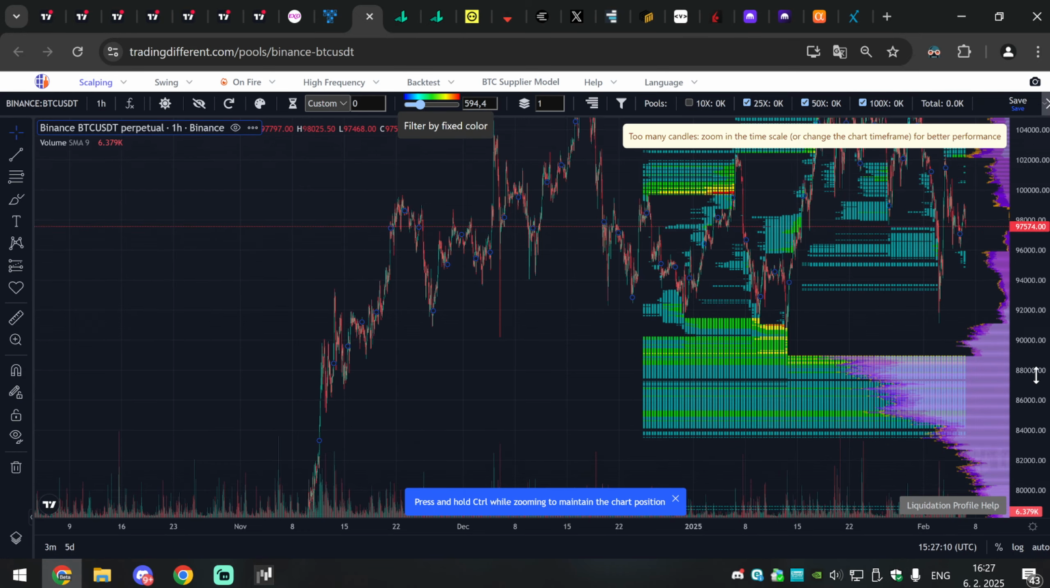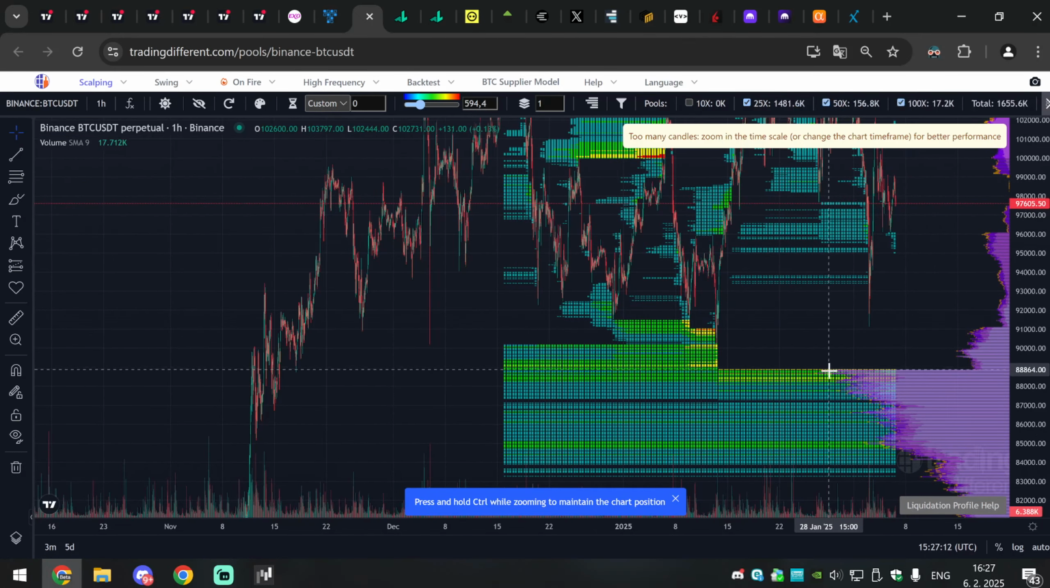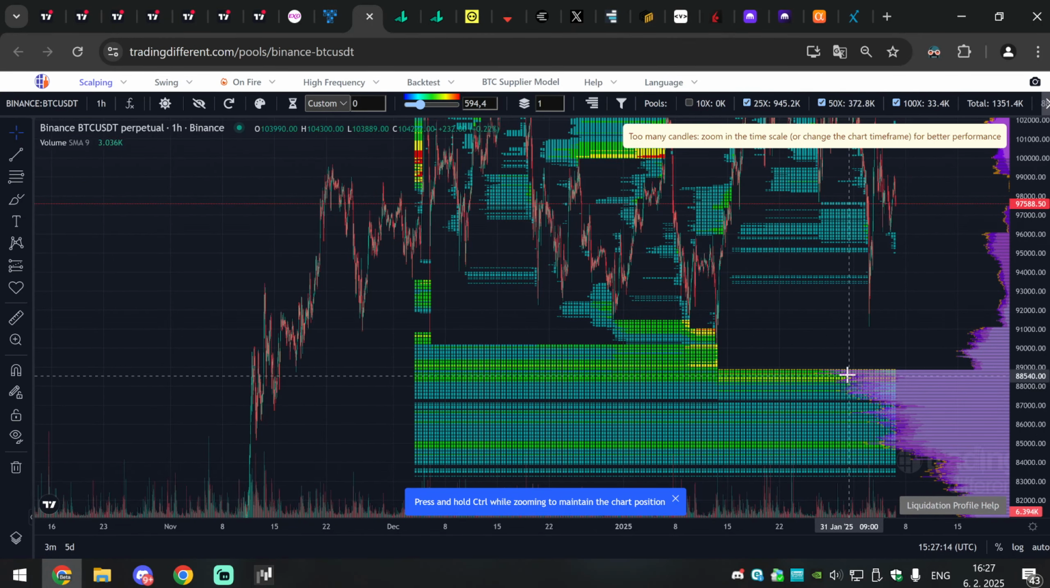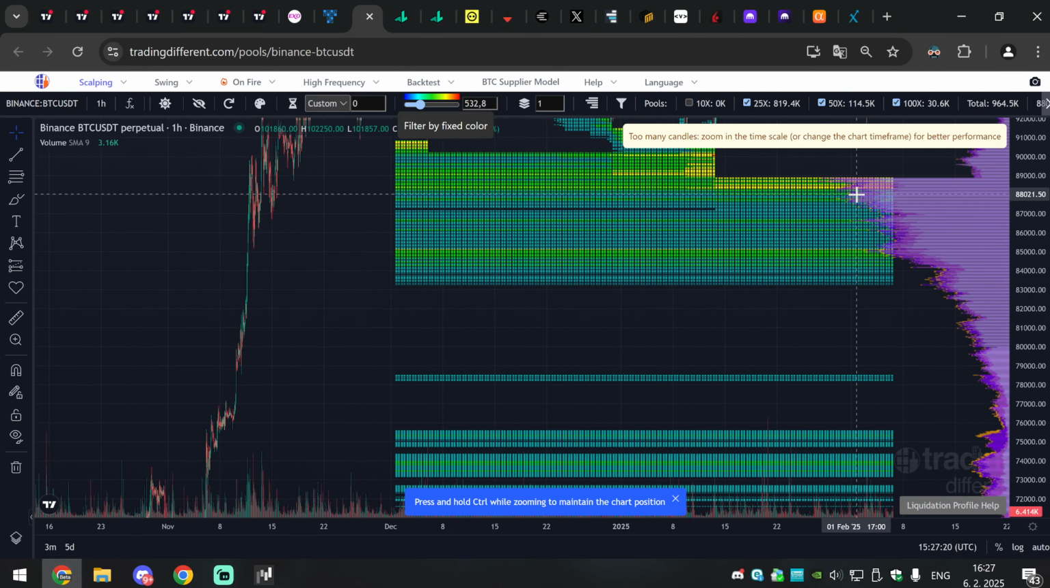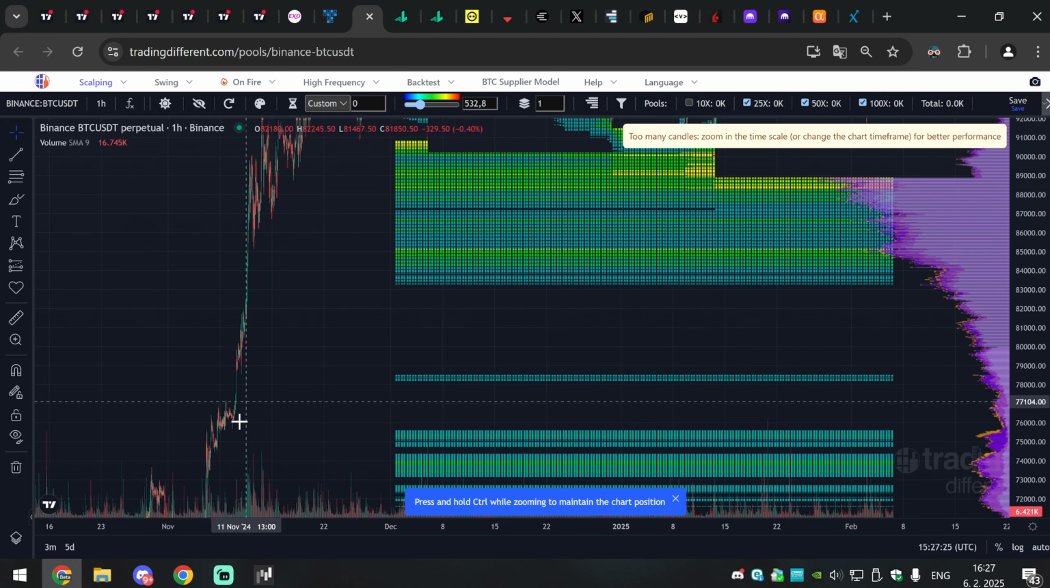And you can clearly see these nodes here. Look how fat it is. Yes, it's declining as we go down, but it's starting from 88,000 down to 84. This is like first liquidity node, but Hyblock is also showing me extra liquidity below these lows.